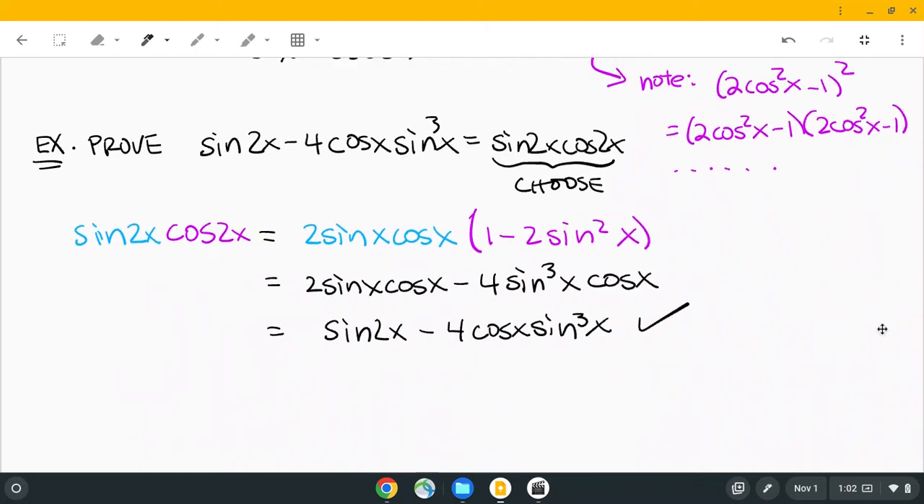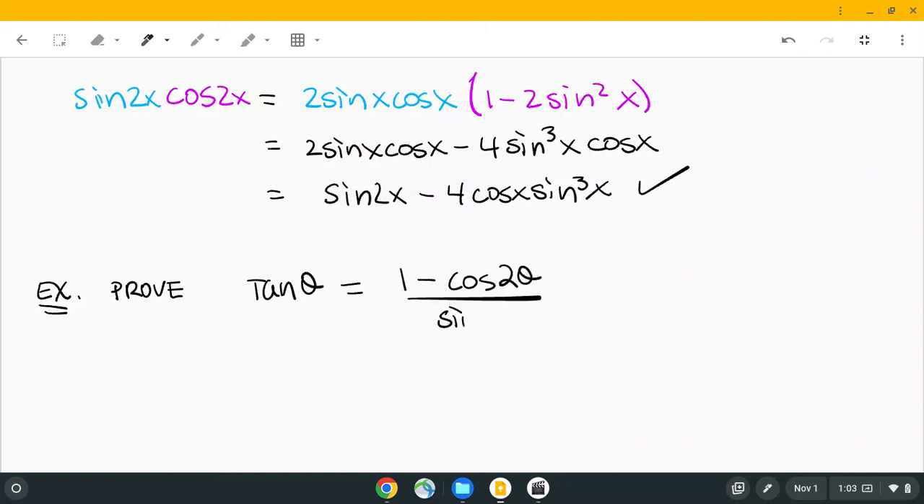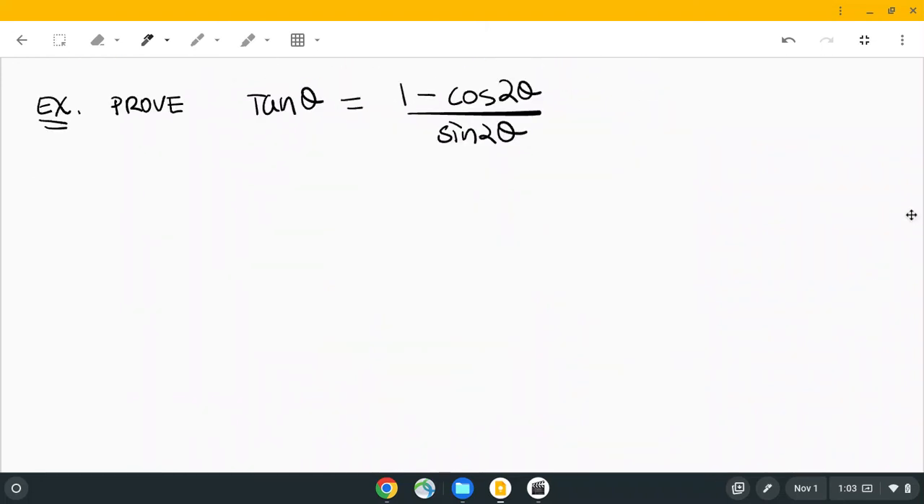All right. Let's do one more. I think it helps to see a lot of these done. This was one of my favorite things to do in trig when I was a student, doing the proving of identities. All right, let's try this one. Tangent theta equals 1 minus cosine 2 theta over sine 2 theta. I'm going to choose the right-hand side. 1 minus cosine 2 theta all over sine 2 theta.